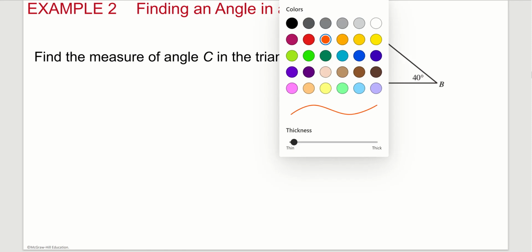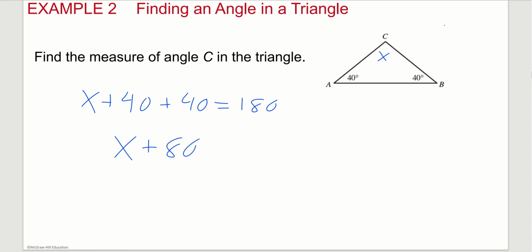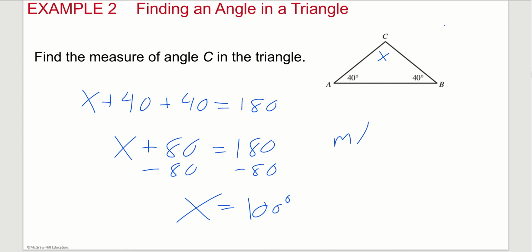We can use this knowledge to solve for a missing angle. For example, if we want to solve for angle C in this configuration, we know that the sum of the interior angles has to add up to 180. So x plus 40 has to equal 180. This means that x plus 80 equals 180. Subtract 80 from both sides, and we see that x equals 100 degrees. So the measure of angle C is equal to 100 degrees.